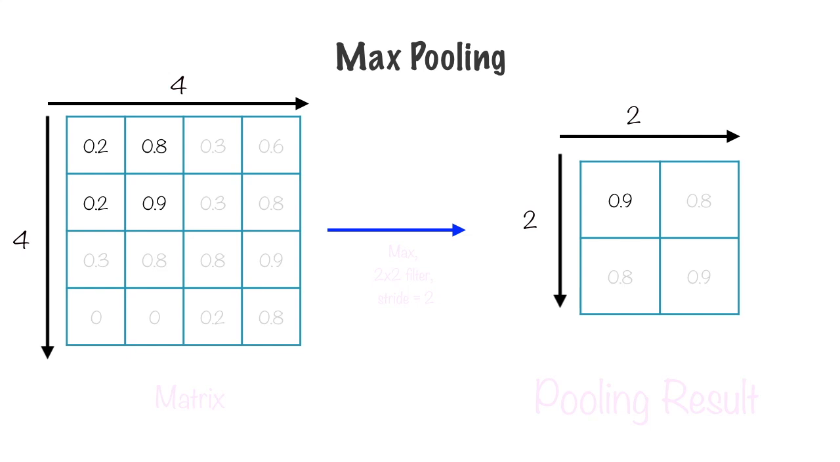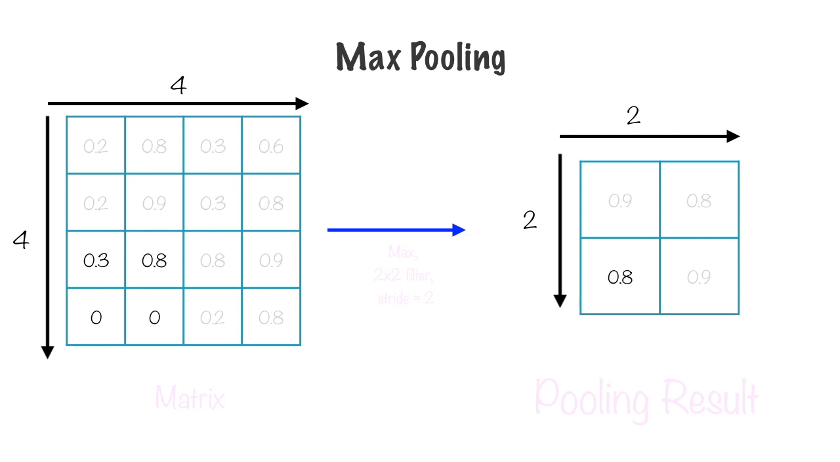The filter applies no weights or biases. There are no multiplicative factors. The maximum of the values here is 0.9, and that's what is written to the pooling result. The pooling filter has a stride of 2 in the horizontal as well as the vertical direction. So move the filter over to the right by 2 columns and then apply the maximum aggregation once again. The maximum of the values here is 0.8, and that is what is written to the pooling result.